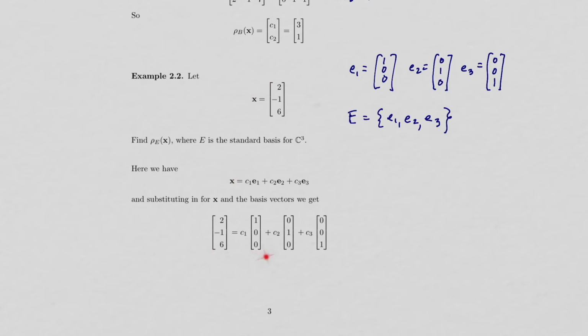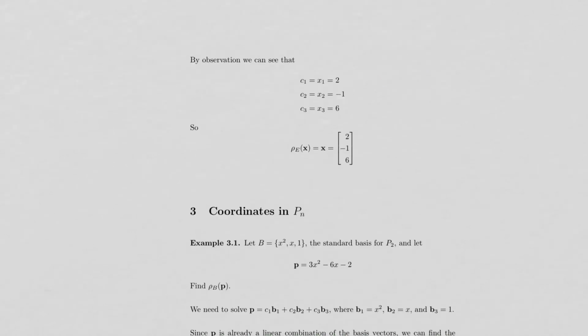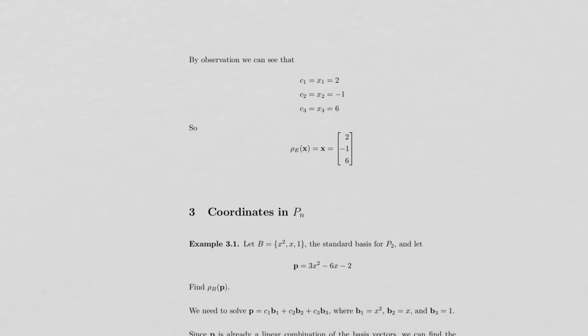Now normally to solve this vector equation, we would do what we did in the previous example. We'd write a corresponding matrix equation and solve that matrix equation by row reducing the coefficient matrix. But this vector equation is so simple we can solve it by observation. So we can just observe the solution, and here is the coordinate vector.